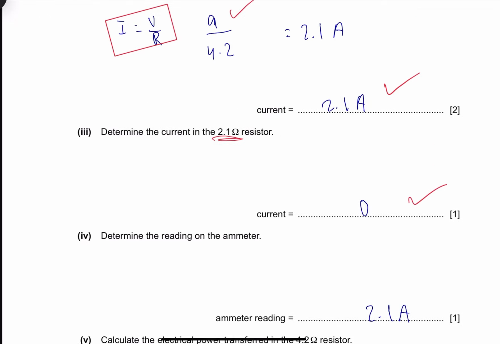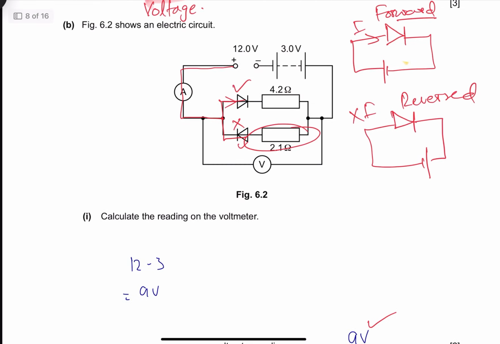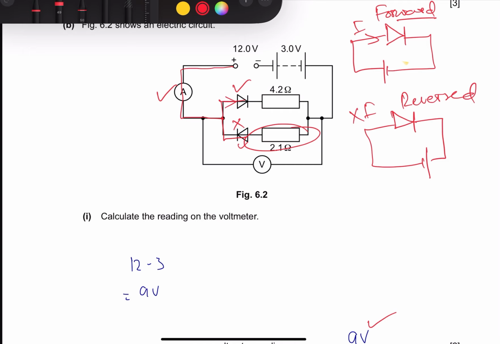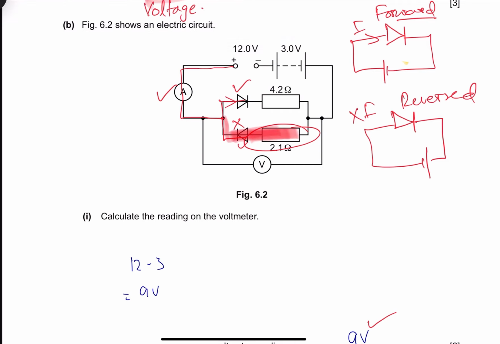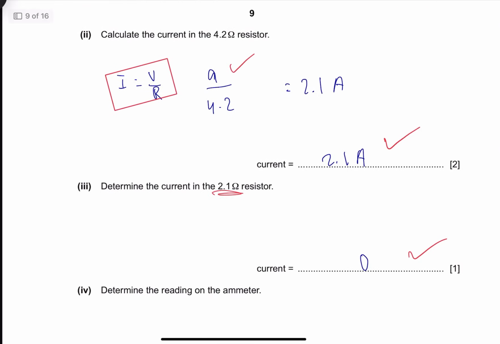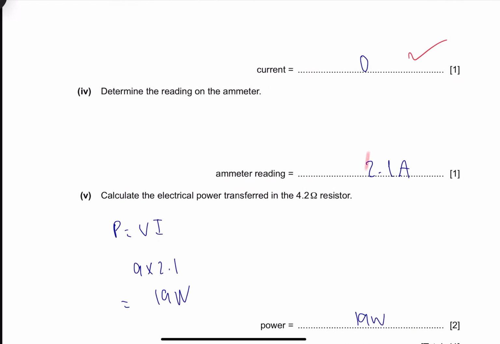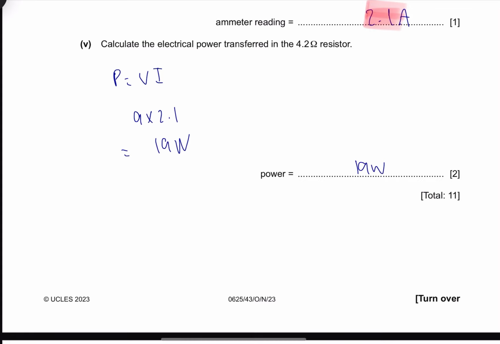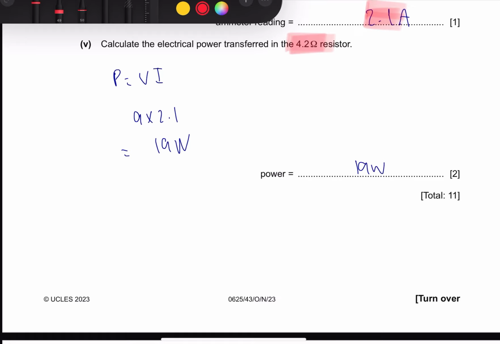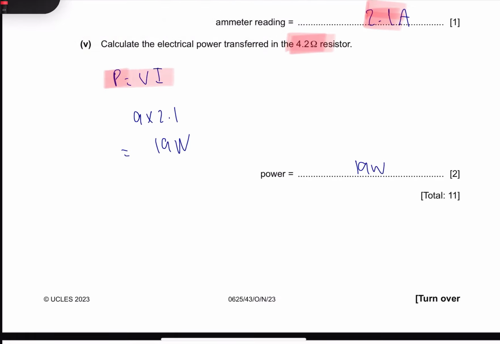Determine the reading on the ammeter. The ammeter is attached at this point, so it is measuring the total current, as there is no current in this path. The total current will be equal to the current that was calculated earlier, that is 2.1 ampere. Calculate the electrical power transferred to the 4.2 ohm resistor. You have to apply the power relation P is equal to V into I. Voltage was 9, current is 2.1, it will give you 19 watts.